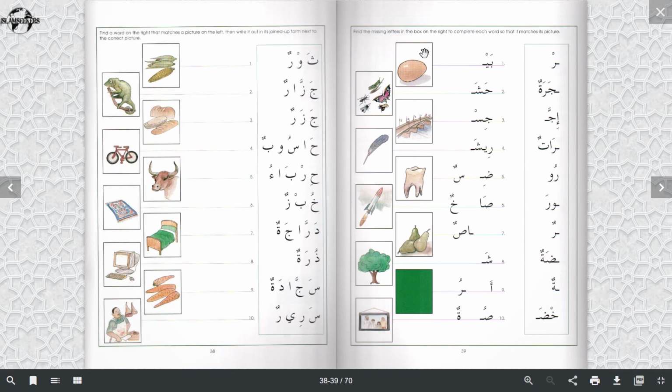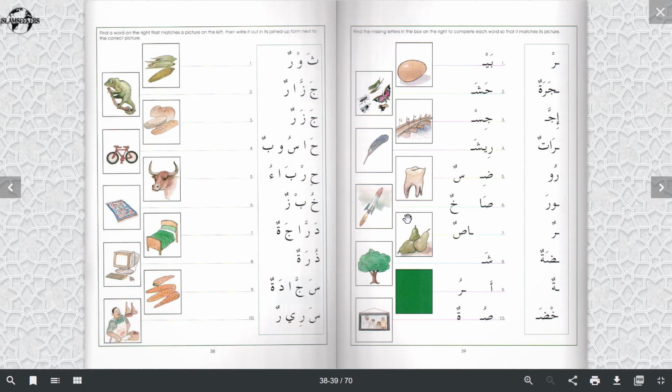Page 39. Complete the exercise on page 39 and then listen to the answers. Number 1. Baydatun. Number 2. Hasharatun. Number 3. Jisrun. Number 4. Rishatun. Number 5. Dirsun. Number 6. Saruhun.